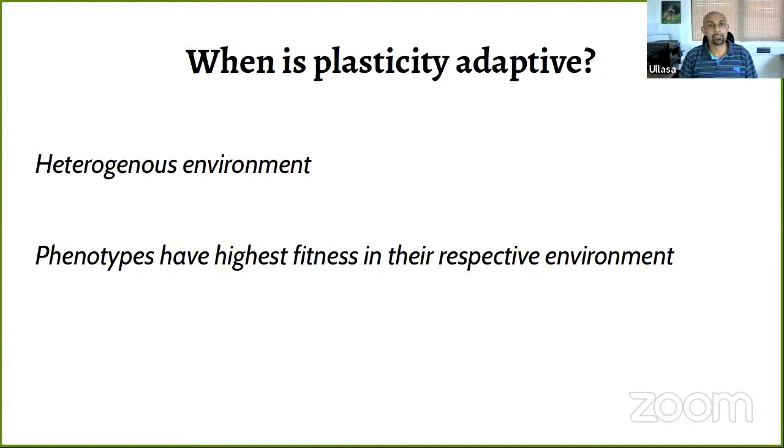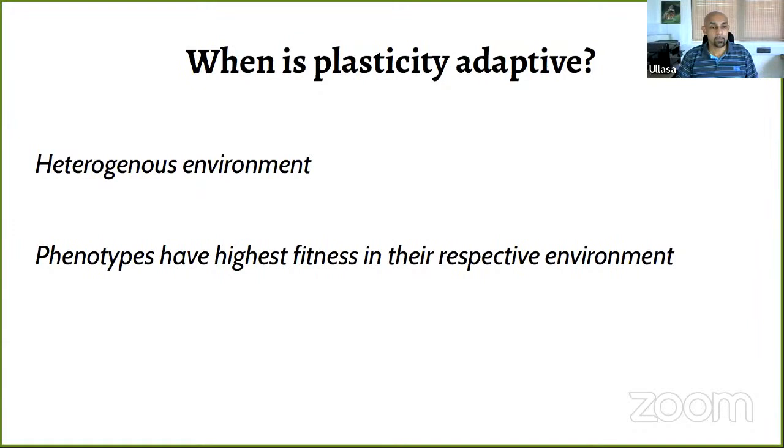It's not going to be of any benefit, right? In the same environment, if you have two different morphs, and one morph has a slightly higher fitness, you expect that that morph which has a higher fitness will be selected for, and that will completely take over and plasticity is lost. So in other words, the phenotype should lose their sensitivity to the environment.